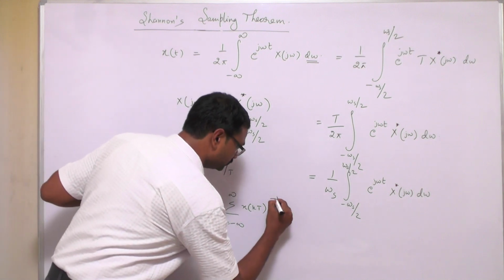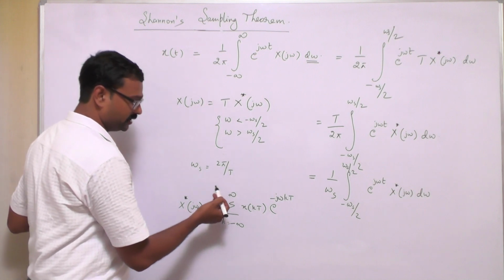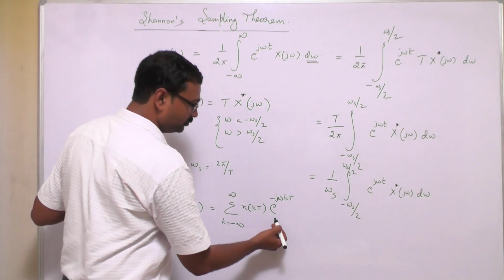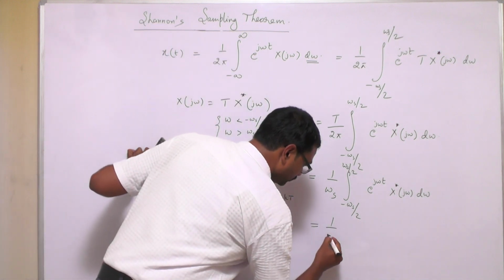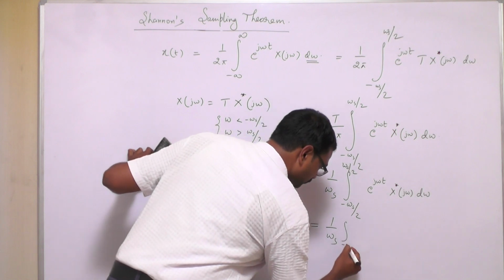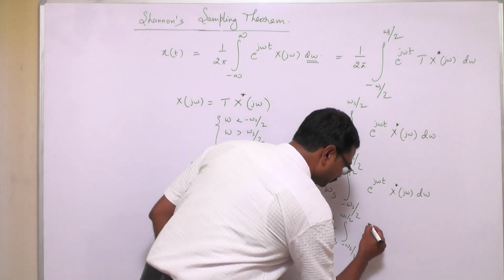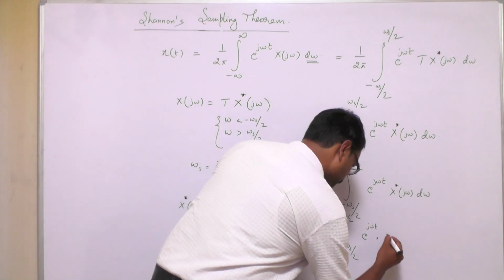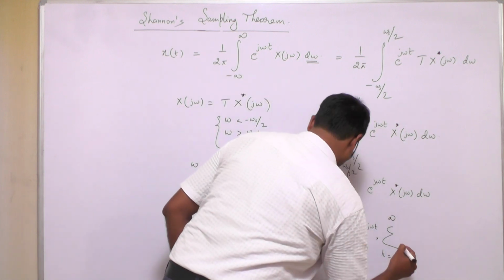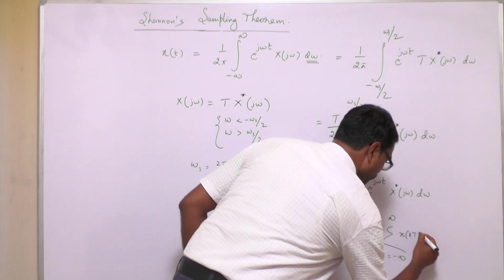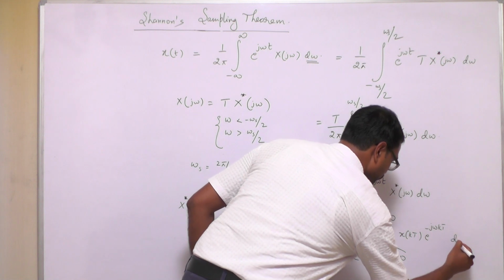e power minus j omega kt. We know that x star of j omega is sigma k equal to minus infinity to infinity x of kt into e power minus j omega kt. So if I replace this here, integral minus omega s by 2 to omega s by 2 e power j omega t into sigma k from minus infinity to infinity x of kt into e power minus j omega kt d omega.